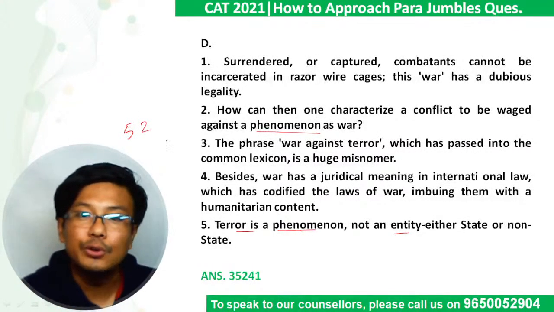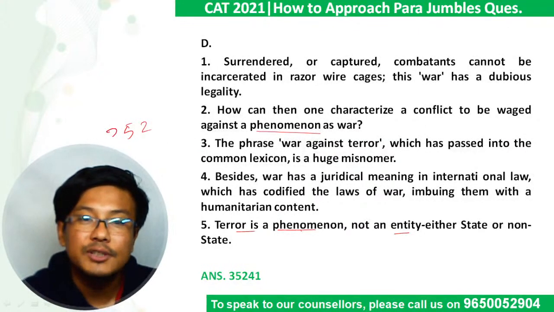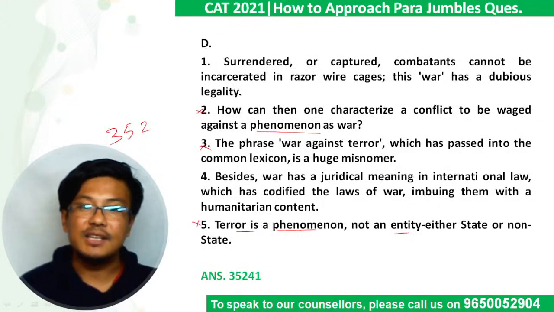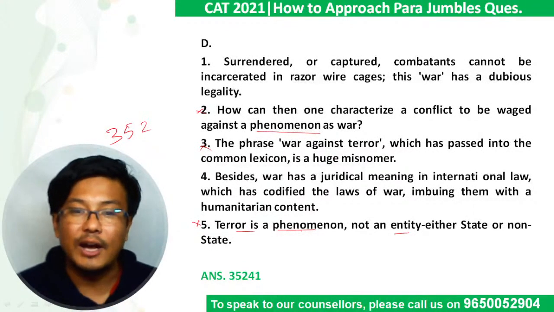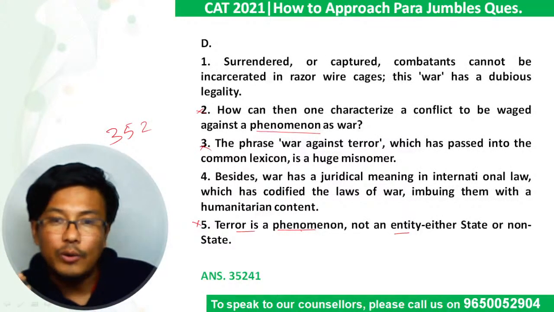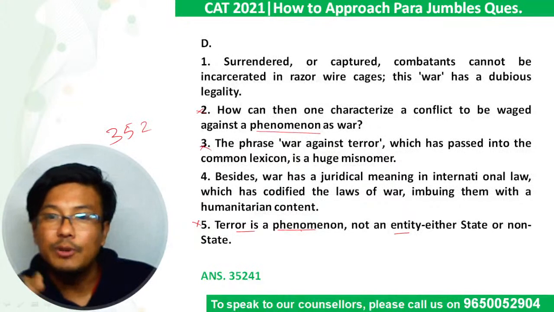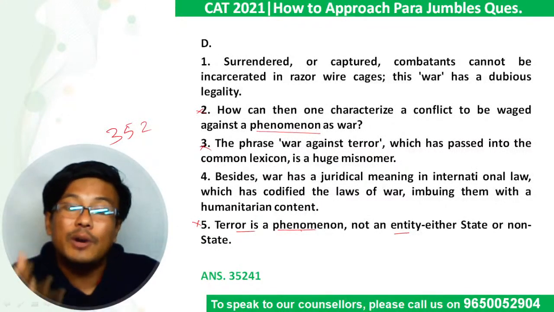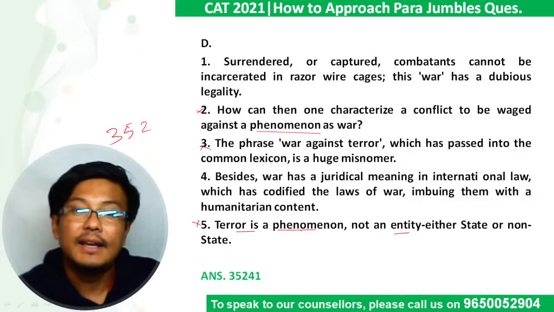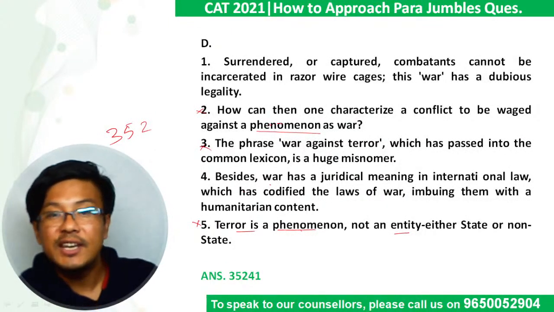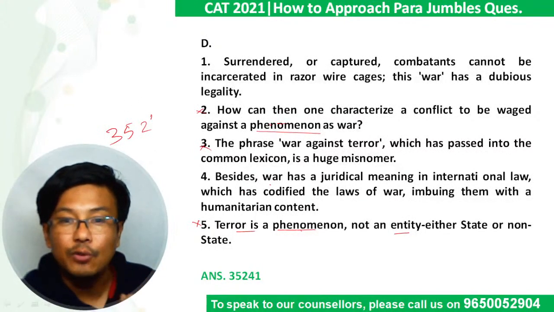Right, and you also know that sentence 3 introduces, so 3, 5, 2. So now we are through with 3, 5, and 2. Now what is left is sentence 4 and sentence 1. Now if you look at sentence 2, how can one characterize a conflict to be waged against the phenomenon as war? So you are questioning this concept. How can you have war against a phenomenon? And do you not continue in the same way? The line of questioning that 2 employs is continued in 4.